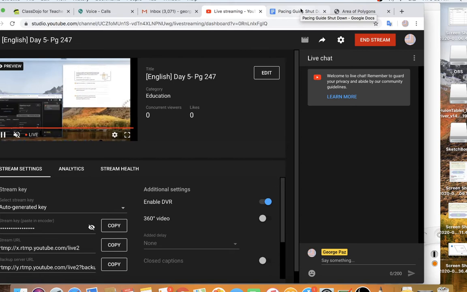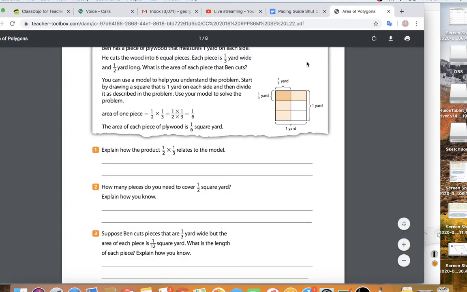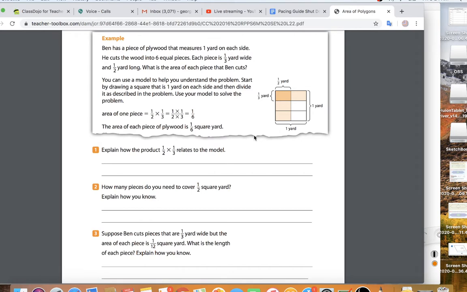This is for day 5, page 247. And this page is actually from your homework packet. So if you have your homework packet, you can do it in your homework book. But if not, you can do it with the packet the school gave you.